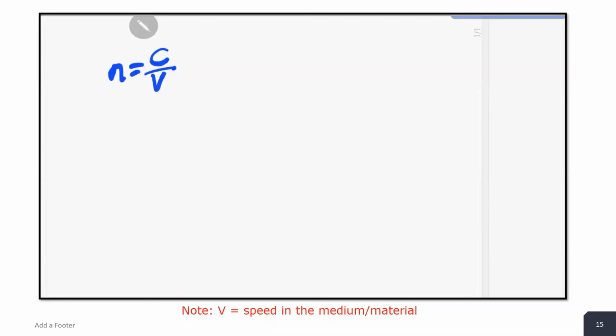So how did we get this n equals c over v? We have this triangle here, with c, v, and n. As you can see, n is equal to c over v. Now, it would be the same to find the value of the speed of light in material. So you would have v equals c over n. Don't get confused with that.